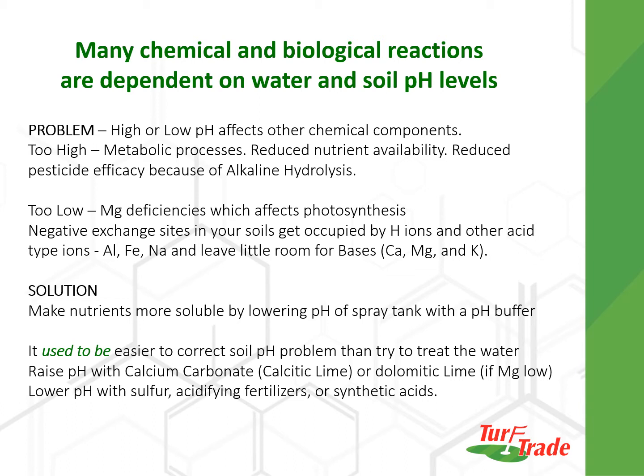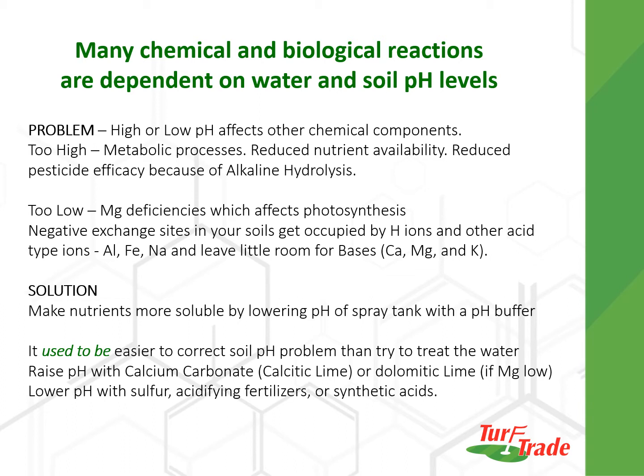If your pH levels are too high in your tank mixes, you can run into something called alkaline hydrolysis. What alkaline hydrolysis does is basically break down that pesticide molecule so that it's no longer available or very inefficient. So you know how expensive those pesticide sprays are. You want to make sure that you talk to the manufacturer, and I'll show you on the next slide some recommendations. You want to make sure those pH levels are where they need to be so you get the most out of those pesticide sprays.